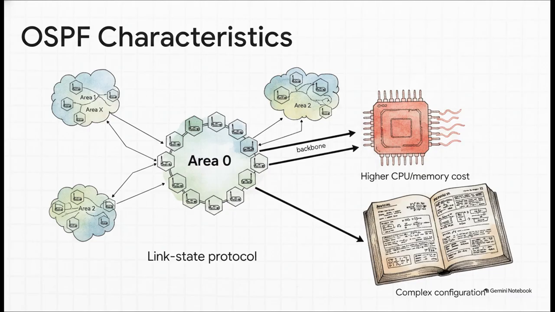As a link state protocol, it boasts super fast convergence, typically 1 to 5 seconds. It achieves massive scalability by dividing the network into specific areas, which all connect back to a backbone called Area 0. Because every single router maintains a full link state database, it guarantees loop-free paths. But there is a very real trade-off here. OSPF demands significantly higher CPU and memory power to maintain those complex maps, and it requires careful, sometimes really intricate configuration from your engineering team.